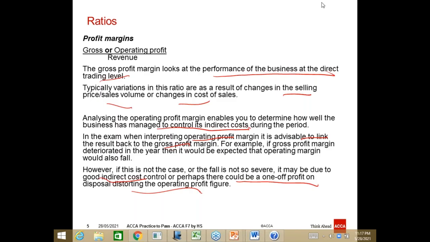Deteriorated means that something is destroyed, or something is actually going on the wrong side, or something which is bad for the business.